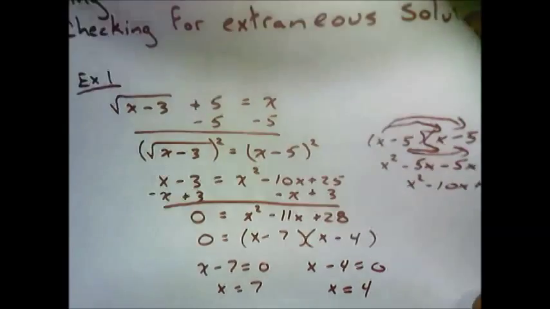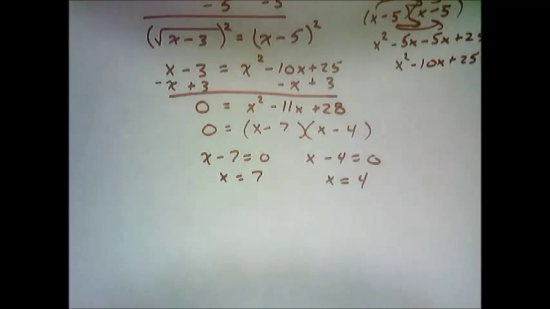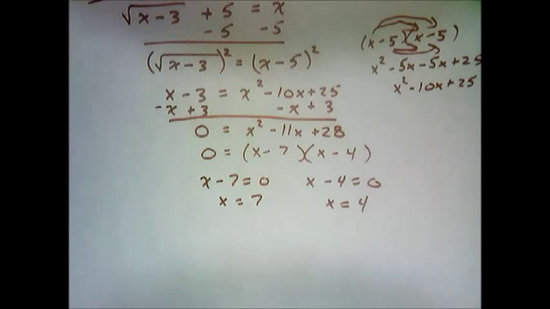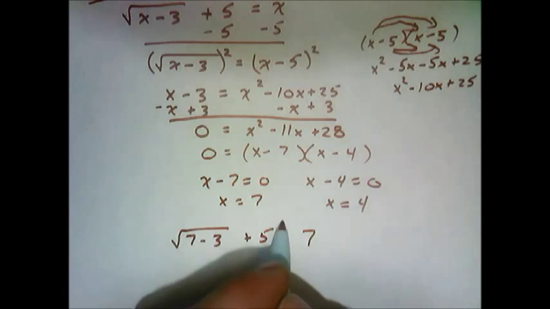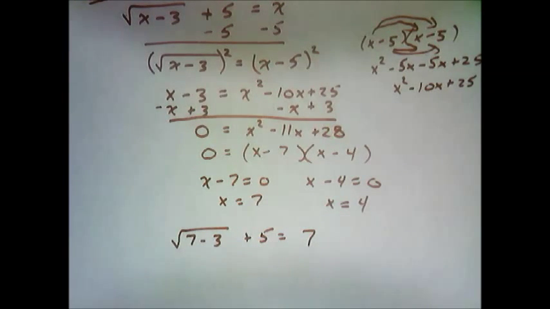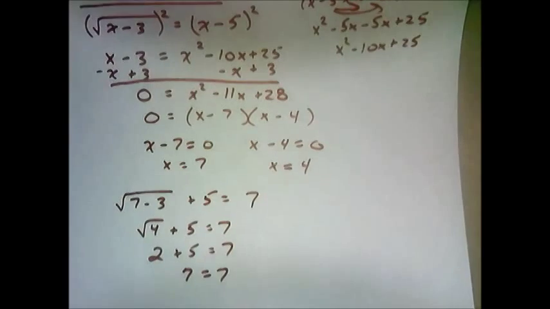If you remember though, we like to check our work to make sure it works. So if I go back up to the original and plug in 7, I get the square root of 7 minus 3 plus 5 equal to 7. And that's what we want to test. Well, 7 minus 3 gives us 4, so I have the square root of 4 plus 5 equal to 7. Square root of 4 is 2, plus 5 equals 7. 2 plus 5 gives me 7, so 7 equals 7. So that one works for us.